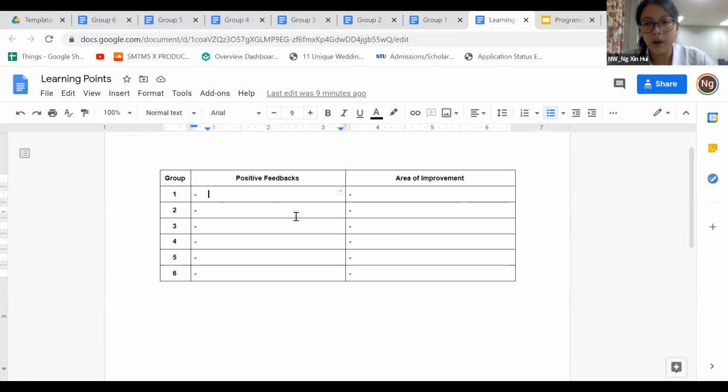So now, after the activity, I'm pretty sure your facilitators have gone through with you what was good and what can be improved on for your proposal. So I would like a representative from each group to briefly share with me what were the positive feedbacks as well as areas of improvement for your proposal. So anyone from group one would like to unmute yourself and just talk. If not, I'm just going to randomly point someone out.